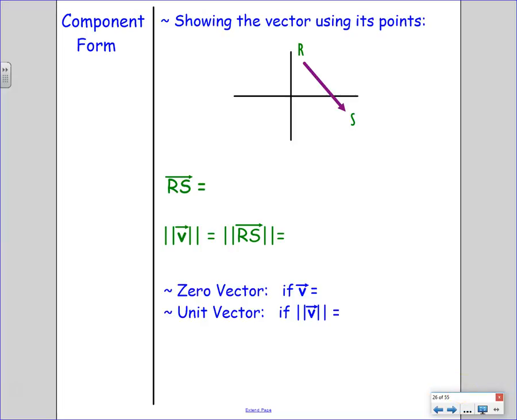Let's define these snazzy things I'm calling components by looking at a vector rs. Why does the r come before the s? Because it's the proper way, yeah.